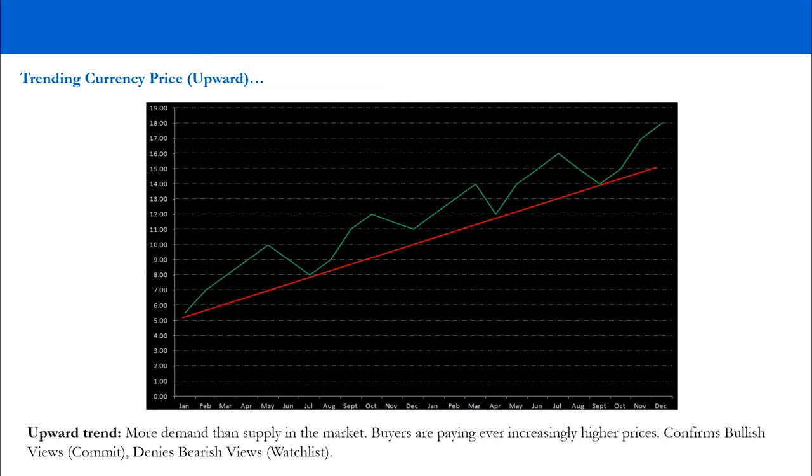So imagine now if you have a fundamental predisposition that's short, and you pull up the chart and you see this on the chart. Well, what this does is actually deny your bearish view. We have an upward trend and a pretty well-defined trend, as we can actually chart a trend line. And buyers are paying ever increasingly higher prices, and the trend is well-defined.